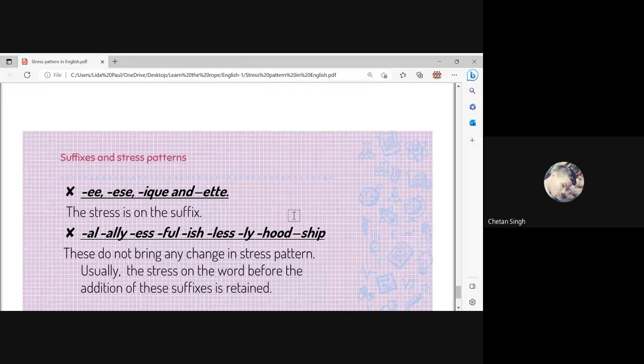Happiness. In happiness, you have ness, not just ess. I might have missed out the N there. The third one is not ess, it is ness. So if you look at the example, happiness, the primary stress is on the first syllable, happy. And ness is a neutral suffix. It does not bring about any changes. Hence, you're going to retain it on the first syllable, happiness.